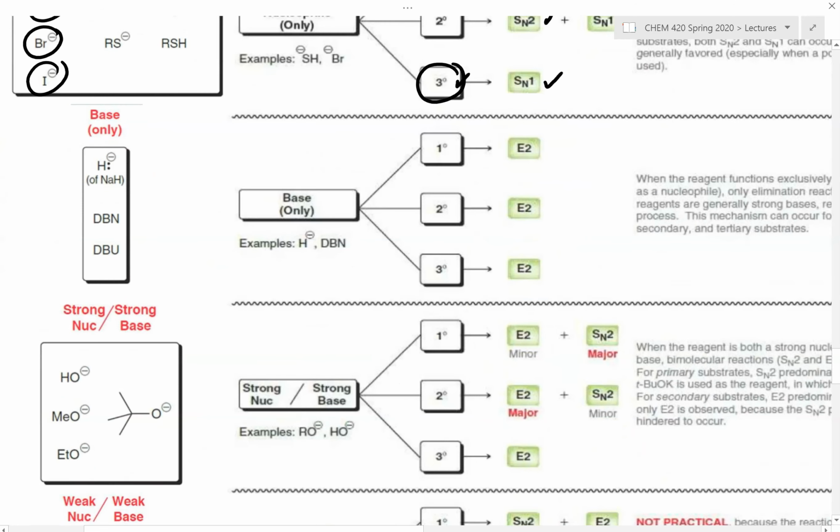If we were to now have a reagent that only serves as a base, examples of reagents that only serve as a base are as follows. Hydride reagents have been found to only serve as bases. And DBN and DBU are basically organic reagents that are strong bases.